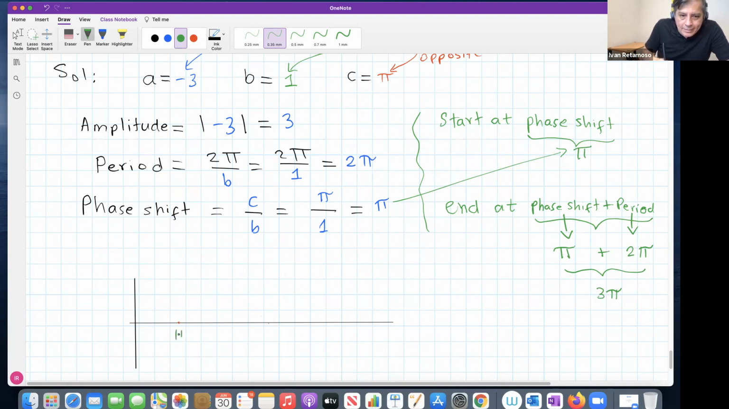Again, I said the horizontal scale does not matter. What's important is the main shape. Start there, and you're going to end at 3 pi. So let's take 3 pi here. It's pi, 3 pi. All right, great. So now the amplitude is 3.